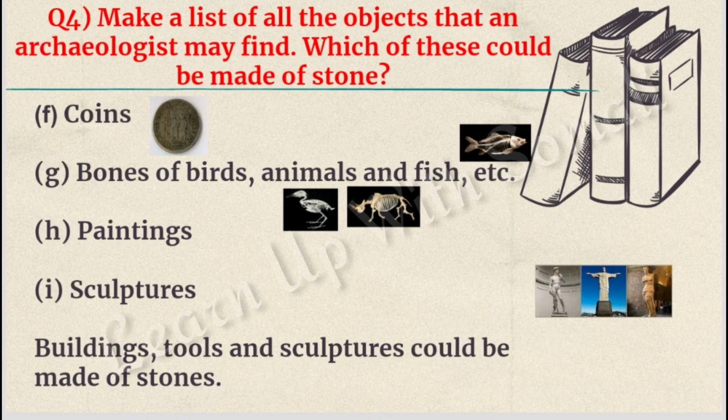Continuing with the same question, F. Coins, G. Bones of birds, animals, and fish, etc., H. Paintings, I. Sculptures. Now let's look into the second part of the answer of this question. Which of these could be made of stone? So, buildings, tools, and sculptures could be made of stone.